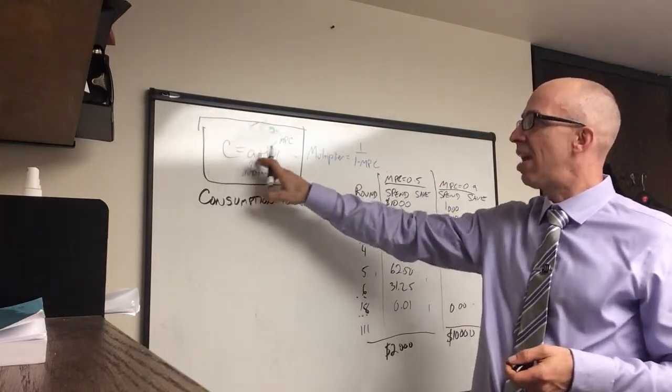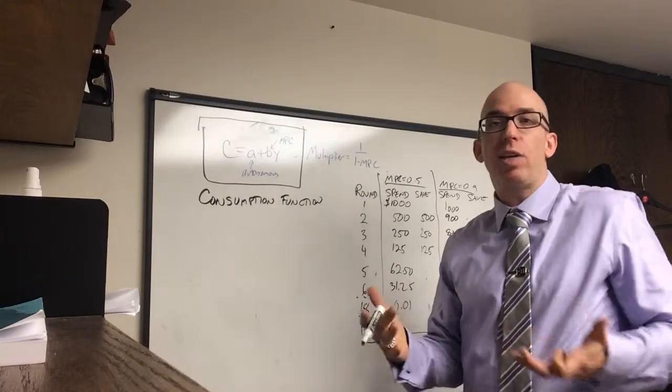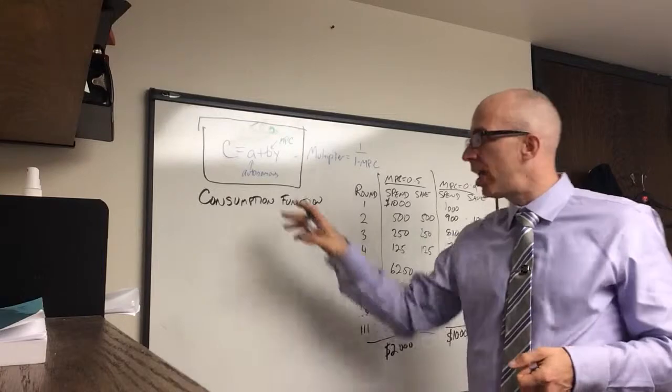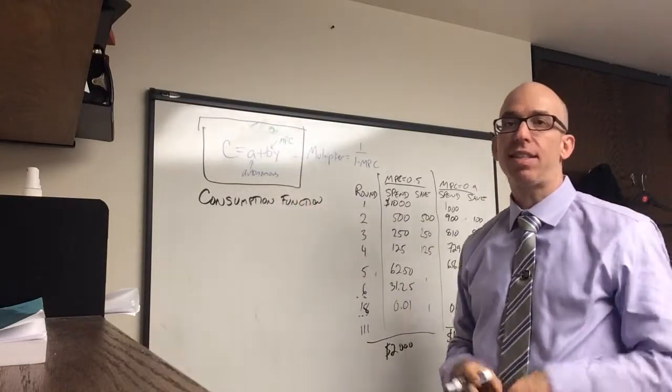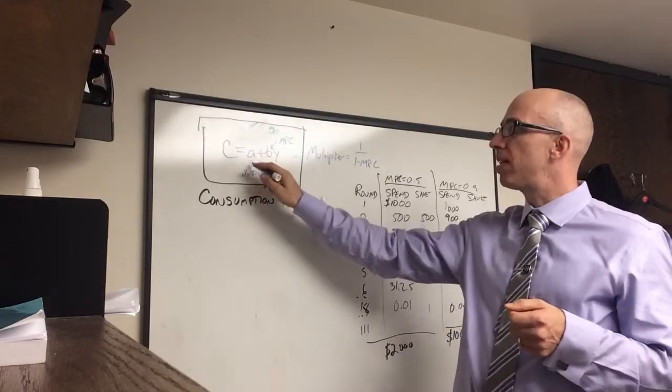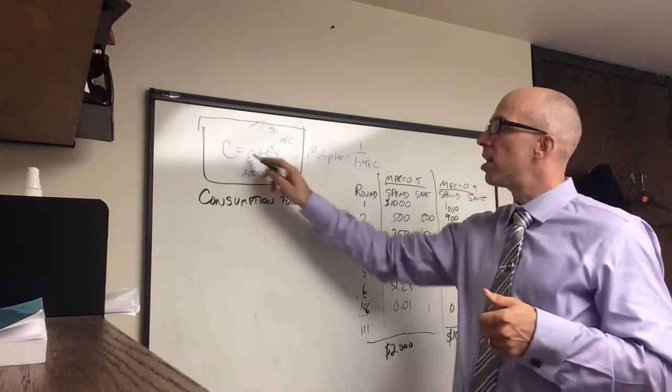This is C equals A plus BY. That's related to slope intercept form. Sometimes you see Y equals MX plus B. But here, this is actually not the Y-axis. This is the horizontal or X-axis. It's a little confusing. But basically speaking, there's an intercept and a slope that says that as income rises, consumption rises.